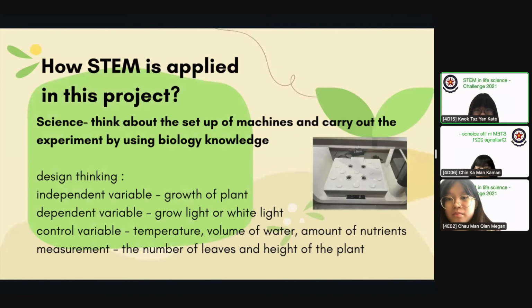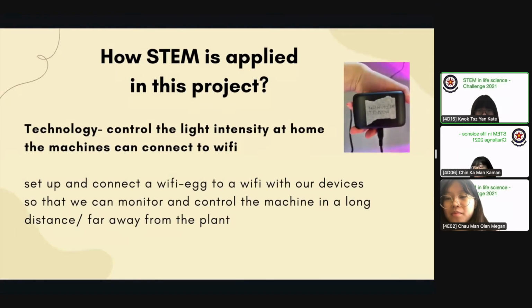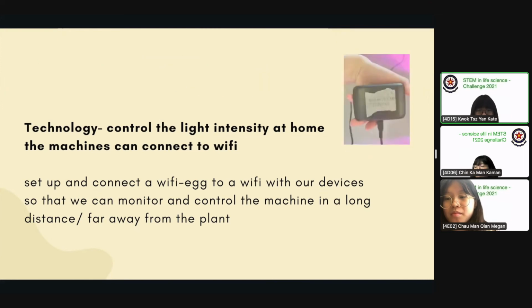Besides the benefit to society, in this project, we also apply STEM. In terms of science, we used design thinking and biological knowledge to carry out the experiment. Here are some of the variables in the experiment. For technology, we make use of the Wi-Fi 8. We set up and connect it to a Wi-Fi with our devices so that we can monitor and control the machine in a long distance or far away from the plant.